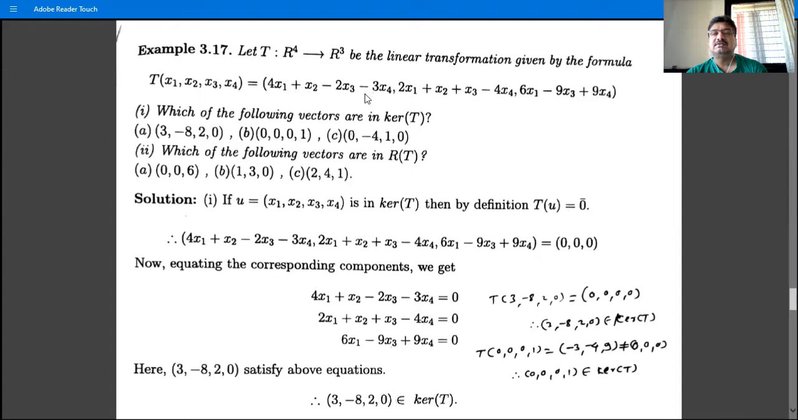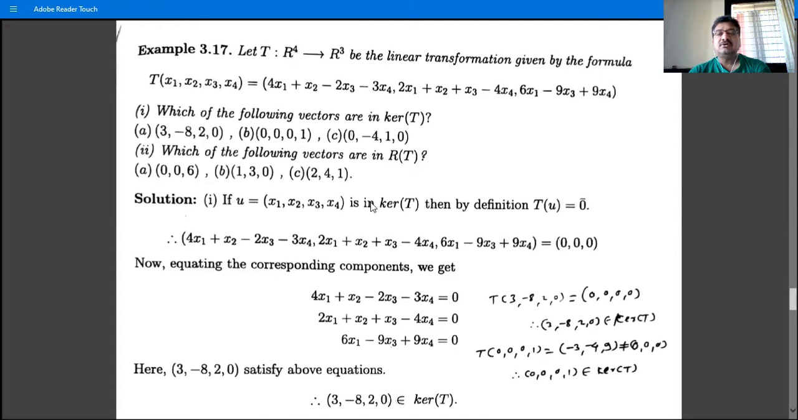So this is the three-tuple, and this is the four-tuple. That is, this is an element of R^4 and this is an element of R^3. R^4 is the domain and R^3 is the codomain. So the question is, which of the following vectors are in the kernel of T, and which of the following vectors are in the range of T?